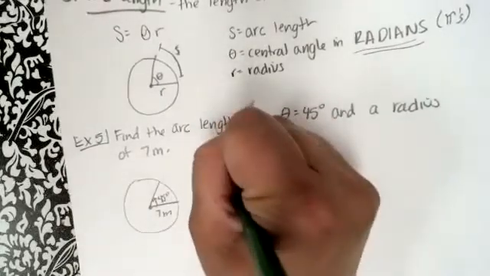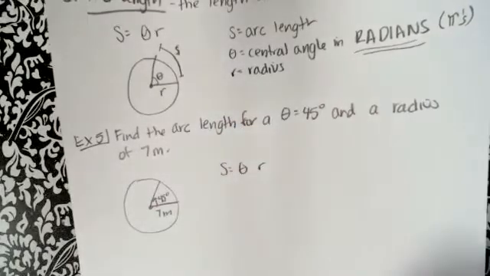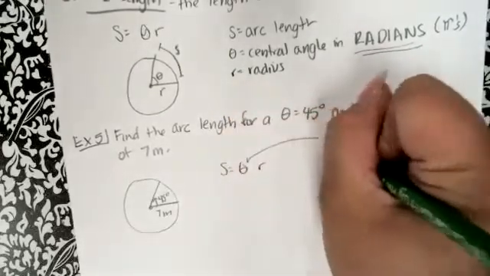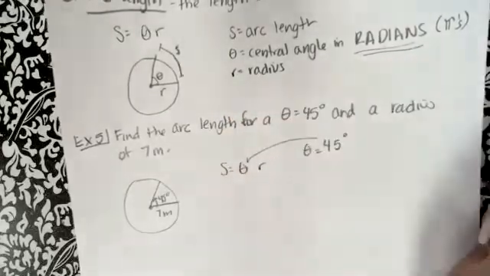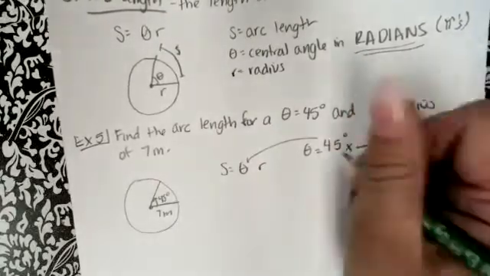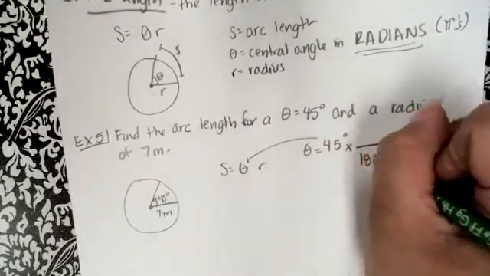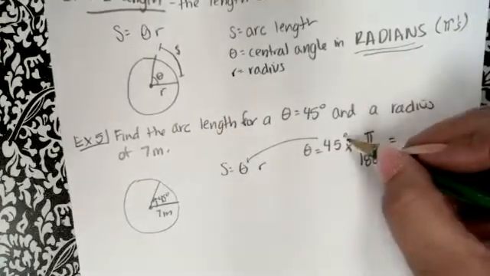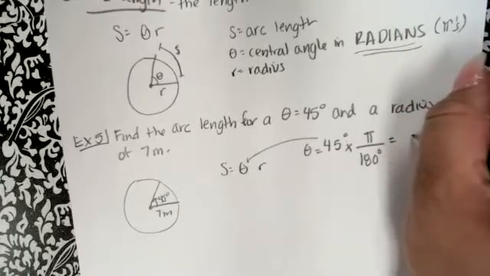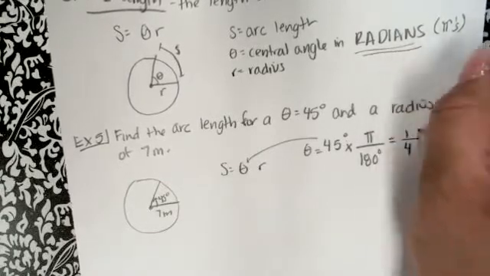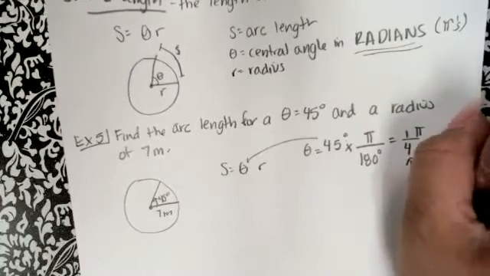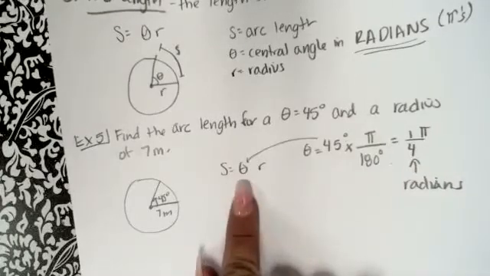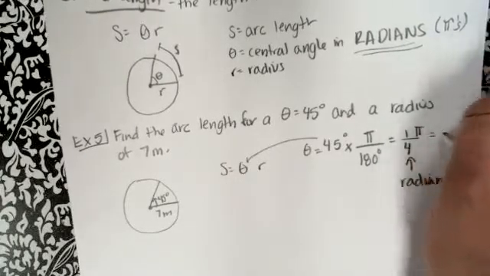Now we know that S is equal to theta times R. You cannot plug in 45. I need to change that. Now I want to get rid of the degrees, so I'm going to put the degrees on the denominator. And 180 is the same as saying pi. 45 divided by 180, that's actually going to be 1/4 with pi in the numerator. This is going to be the radians. So that's what's going to get plugged into here. And you don't need to put 1/4. You could just make it equal to pi/4.